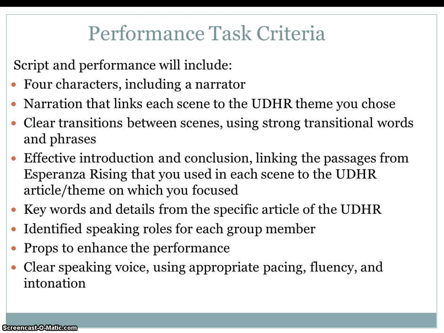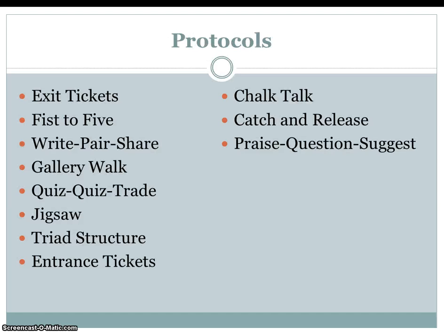The criteria for this performance task include a script and performance with 4 characters including a narrator, narration that links each scene to the UDHR theme, clear transitions between scenes, effective introduction and conclusion, key words and details, identified speaking roles for each member, props to enhance the performance, and a clear speaking voice using appropriate pacing, fluency, and intonation.